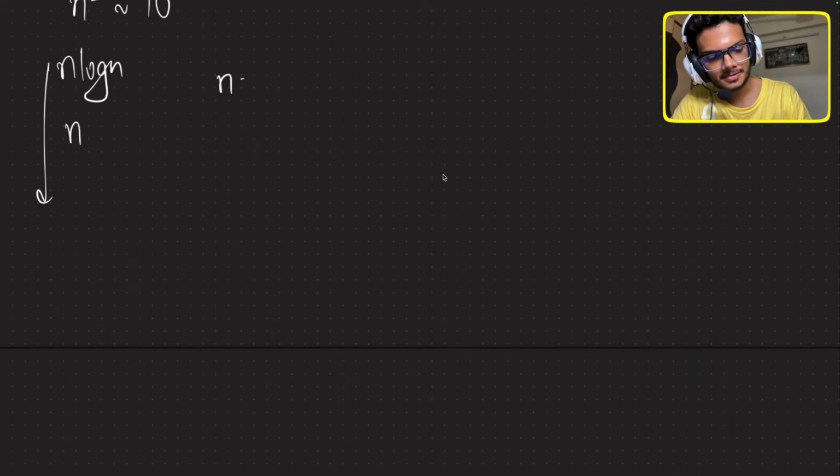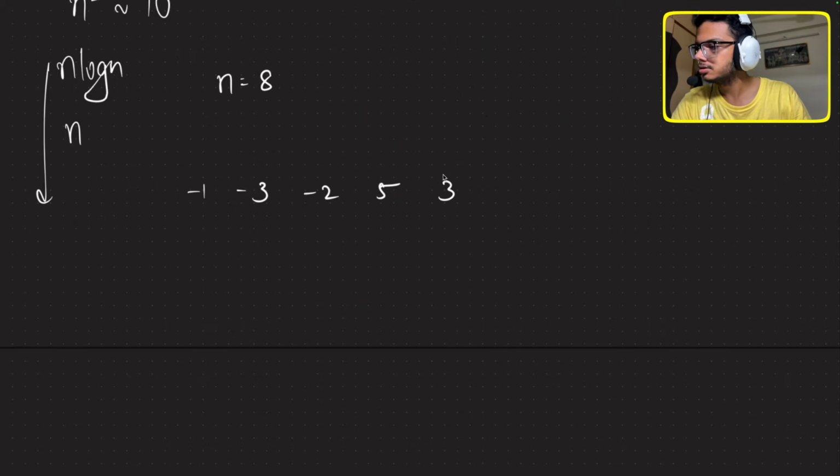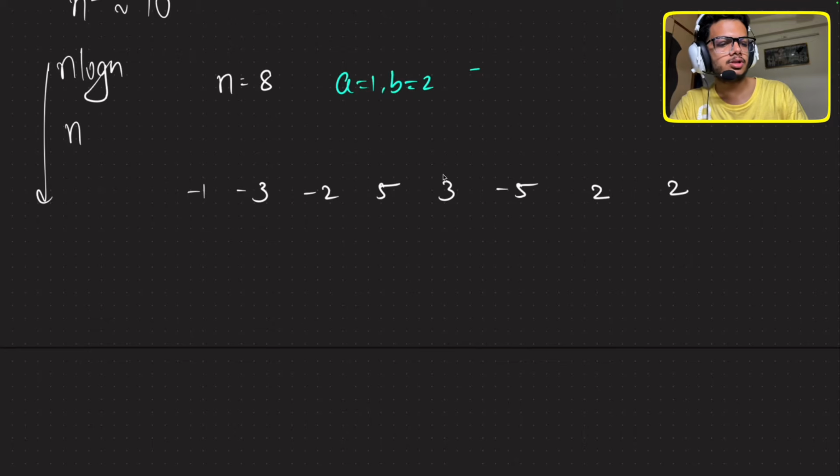Let's say n is 8. That means we have an 8 size array and the values are like this: -1, -3, -2, -2, 5, 3, -5, 2, and a was 1 and b was 2. It means you consider all the subarrays whose size is in the range 1 to 2. In other words, you consider all the subarrays of size 1 and all the subarrays of size 2, and among all of them you return the maximum subarray sum.